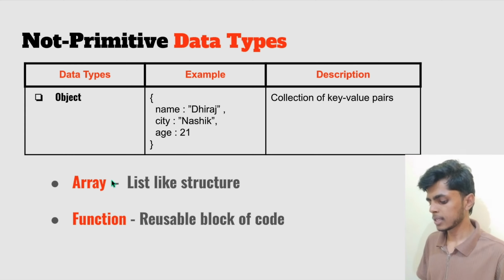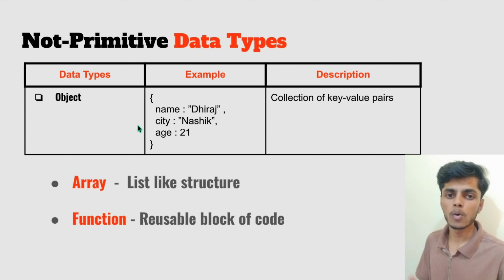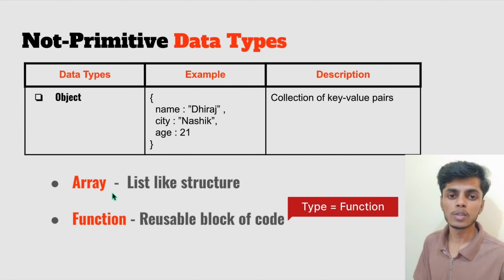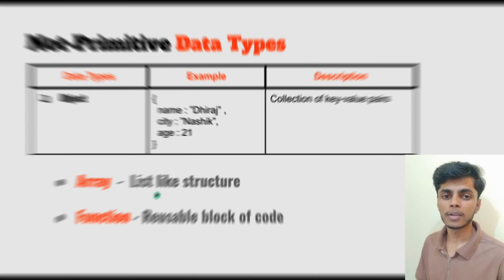Here I mention array and function. What is an array? Array is a list-like structure containing values. And function is a reusable block of code. If you try to find the type of an array, you will get object. And if you try to find the type of a function, you will get function. So this is all about data types.